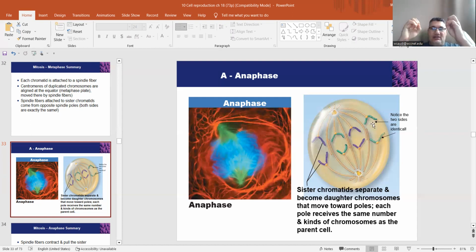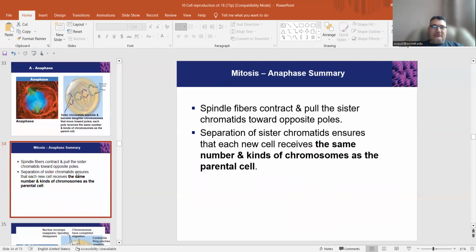So it's just separating. It's not like they move far away from each other. They just separate. Instead of being together like this, they separate. Separation is anaphase. Here it is. Anaphase: the spindle fibers contract, pulling the sister chromatids away from each other.